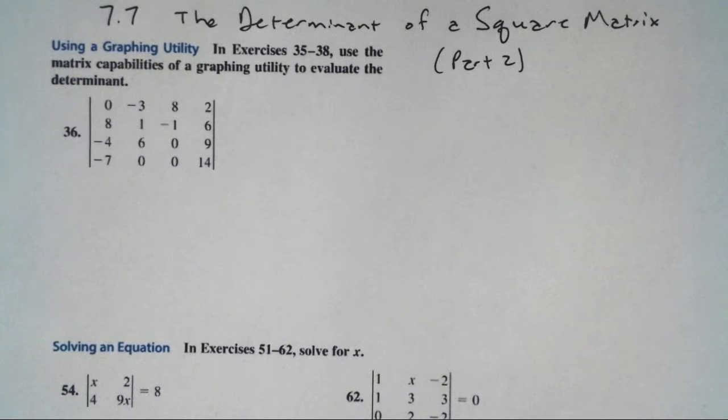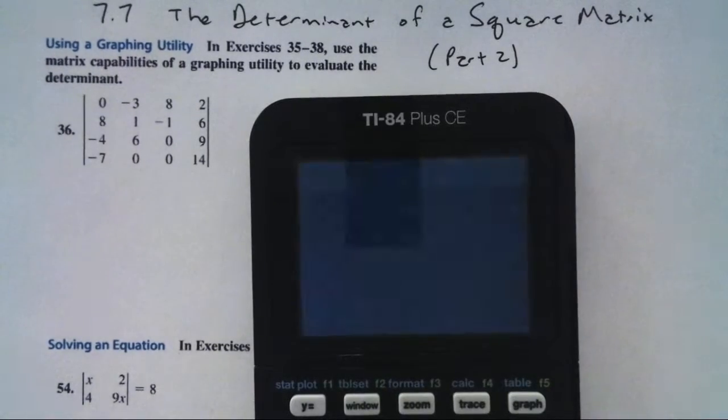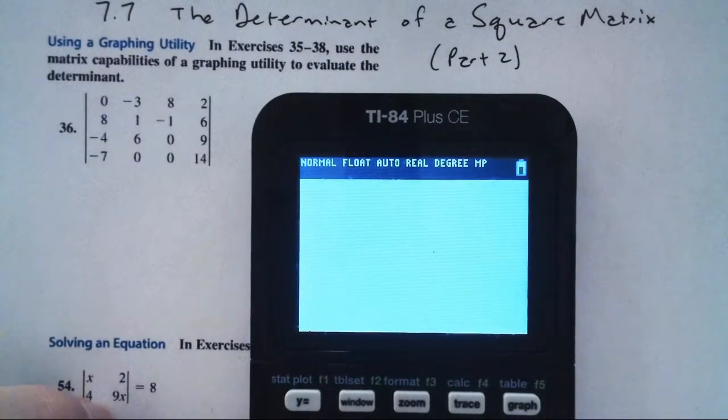We talked about finding these by hand in part 1, but as they get bigger, and truthfully, even anything above a 2x2 with today's technology is probably going to be handled with a calculator. So we're going to use a calculator just to find our determinant. So let's take a look.